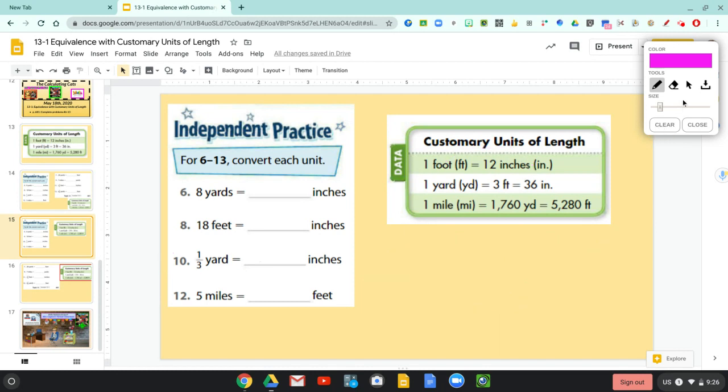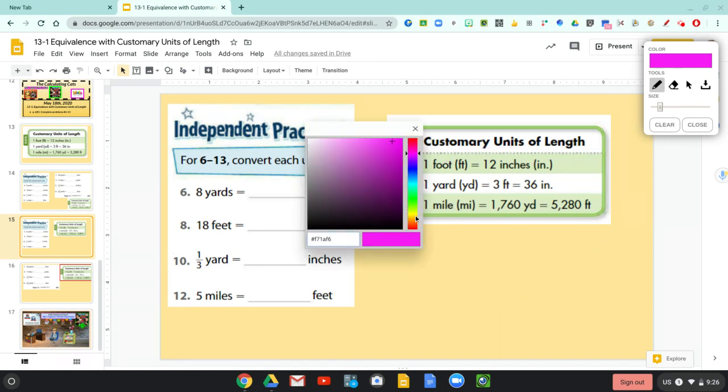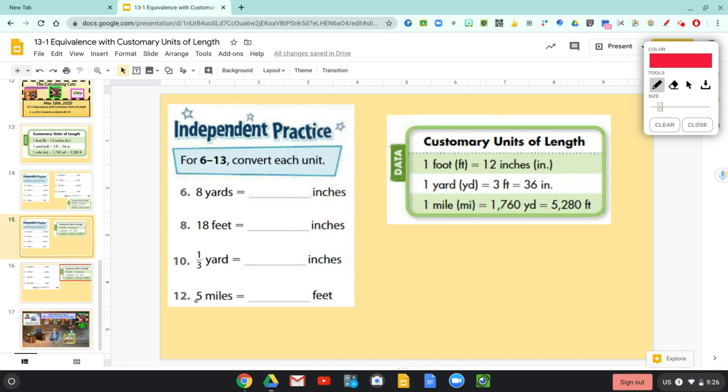All right, number 12. Let's see, what color should we use? Let's use orange. That probably won't show up because my background's kind of orange. I'll do red. That'll show up better. So we're doing number 12 now. 5 miles is how many feet? So I'm going from miles to feet, and my magic number is a big one. It's 5,280. So all you have to do is take 5,280 and multiply it by 5.